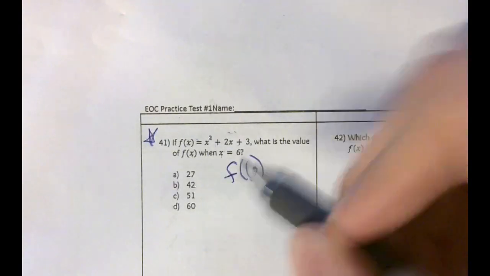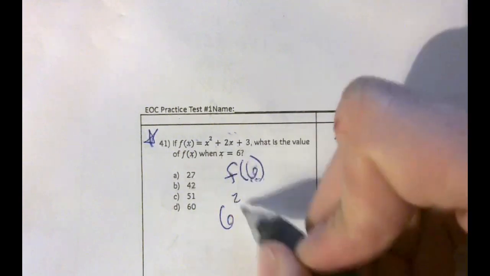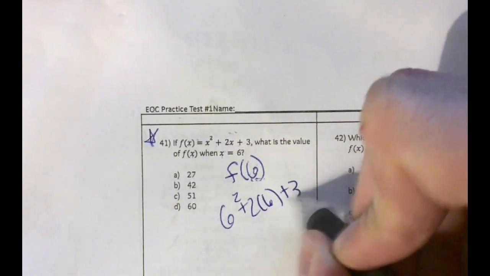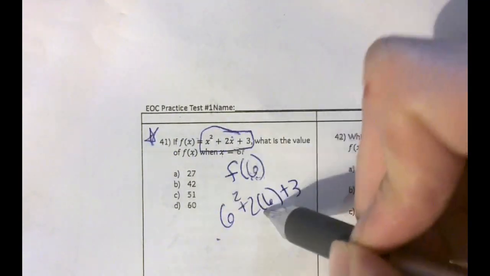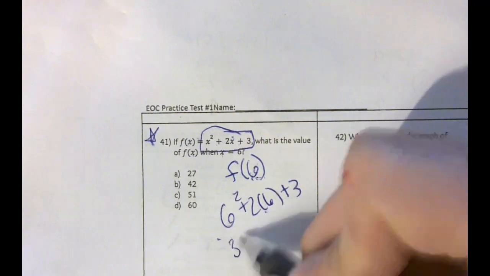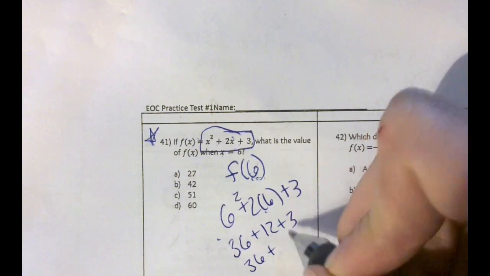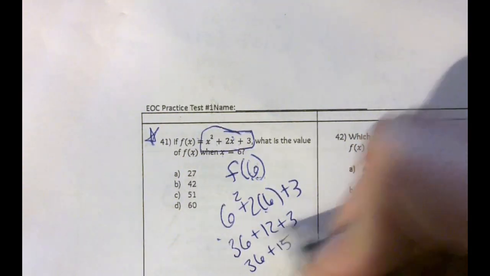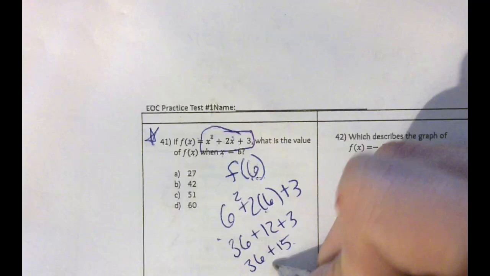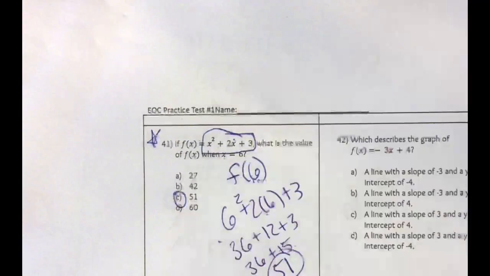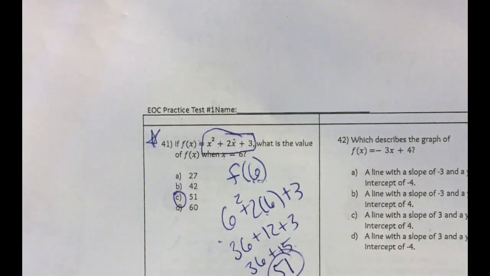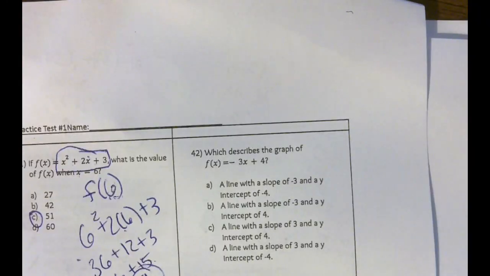I should have put a little star on that one. Oh well. Then put it in your calculator and that's it. So 6 squared plus 2 times 6 plus 3. I just took this expression and replaced all of the x's with 6's, and then type that in your calculator. That's 36 plus 12 plus 3, that's 36 plus 15. And so what do we get? 51. Bingo. Easy.